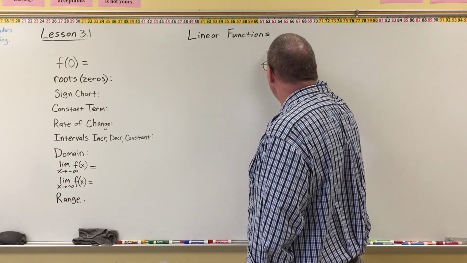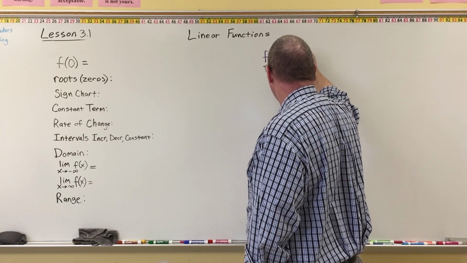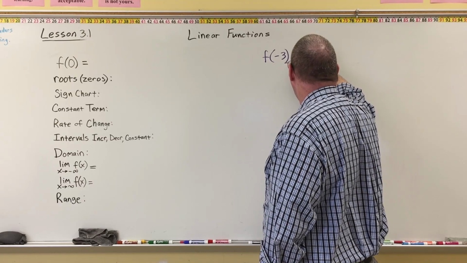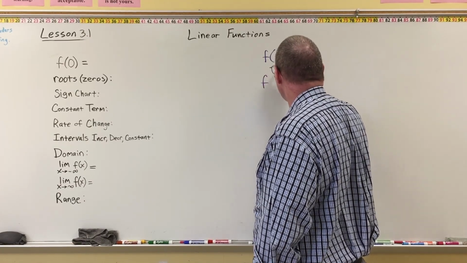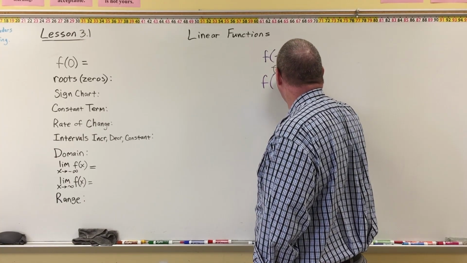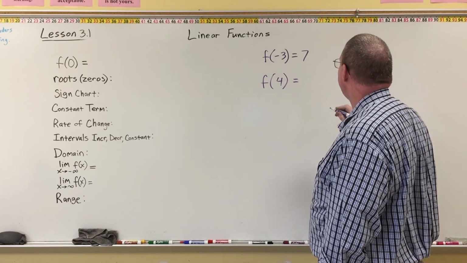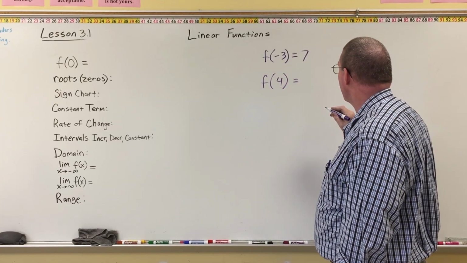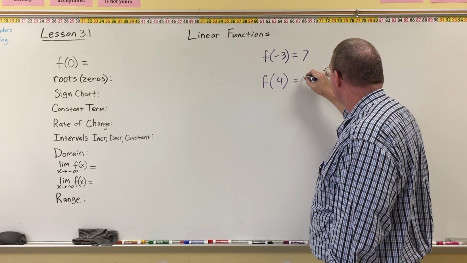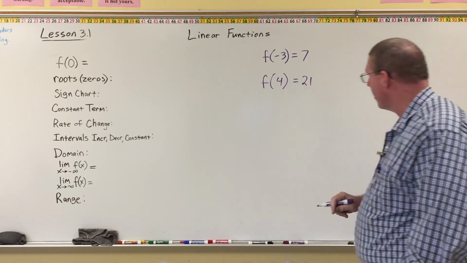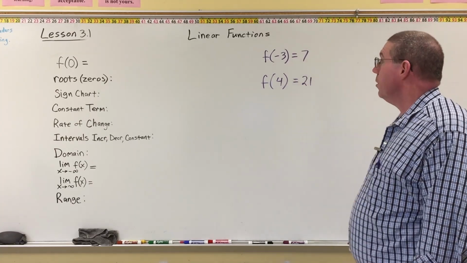So let's say that we knew that f of negative 3 was equal to, I don't know, 7. And let's say we also knew that f of 4 was equal to, oh goodness me, how about 21? There we go. Now let's try that. See how that works out. Might be a disaster, but we'll find out. So let's say that this is all we know.